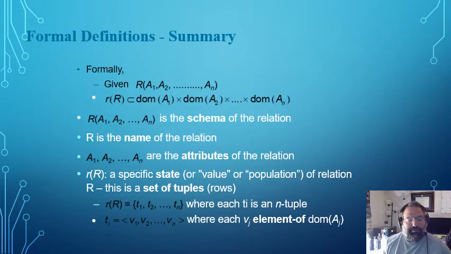R thus is a set of tuples, rows. So r is made up of the set of tuples t1 through tn, and this is an n-tuple. Ti is basically the set of v1 through vn, where each vj is an element of the domain of capital Aj.